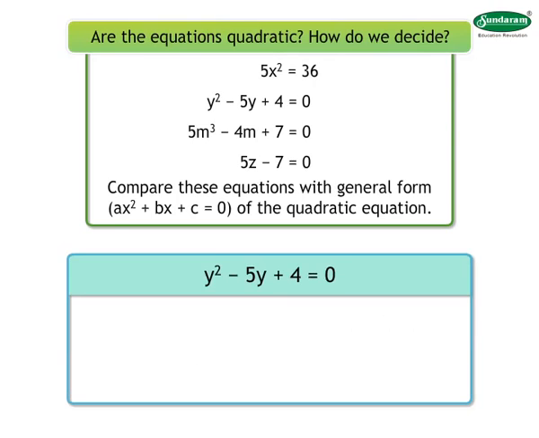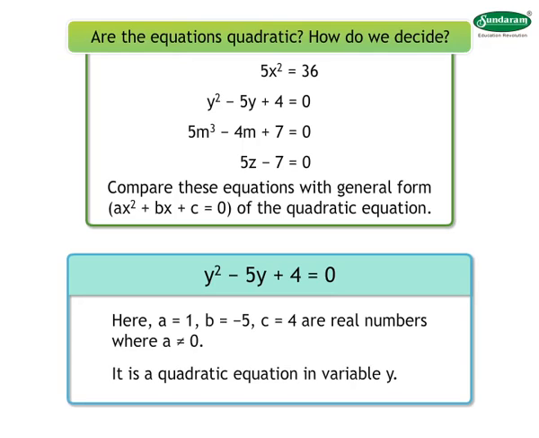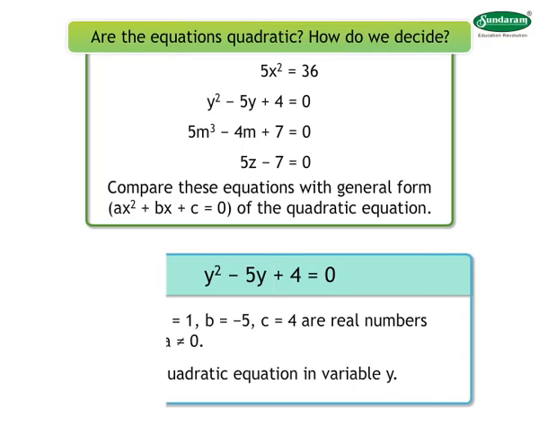y square minus 5y plus 4 is equal to 0. Here, a is equal to 1, b is equal to minus 5, c is equal to 4 are real numbers where a is not equal to 0. It is a quadratic equation in variable y.